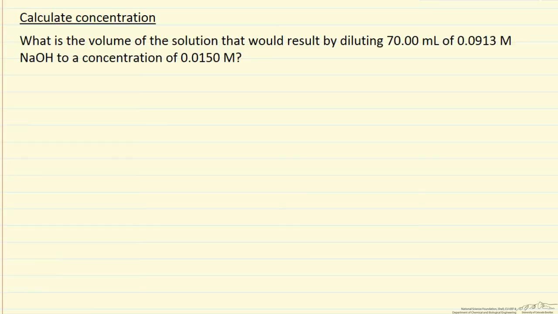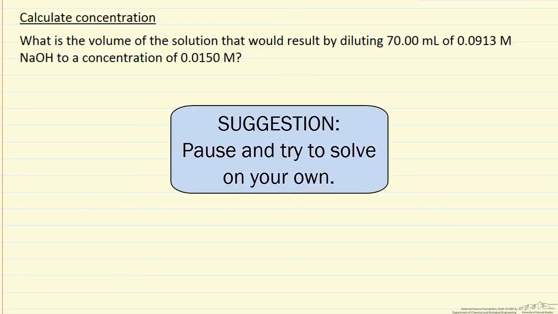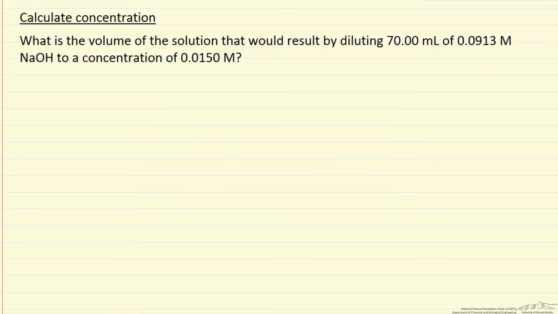In this problem, we want to know what's the volume of the solution that's going to result if we dilute 70 milliliters of a 0.0913 molar solution of sodium hydroxide so that its concentration is 0.150. And this is a problem I have not worked out before, so I'm going to show you the approach I would use to solve it.